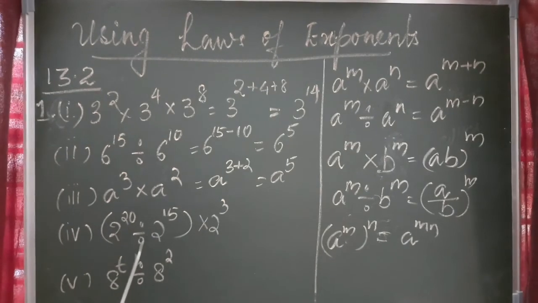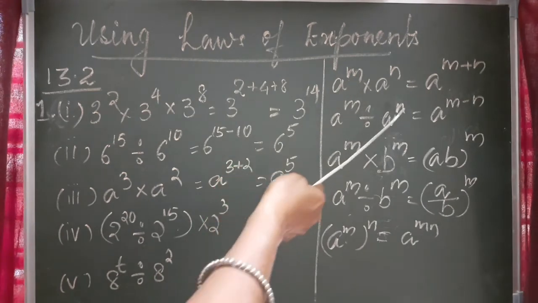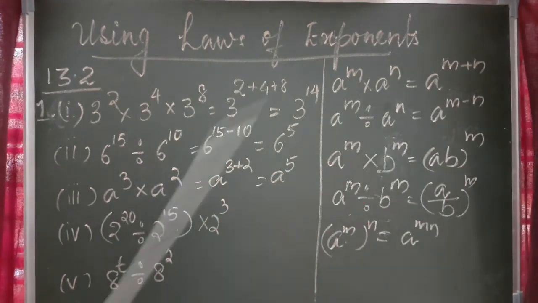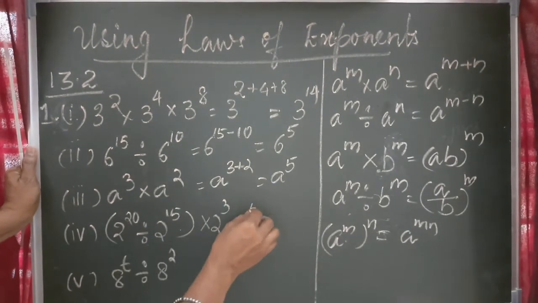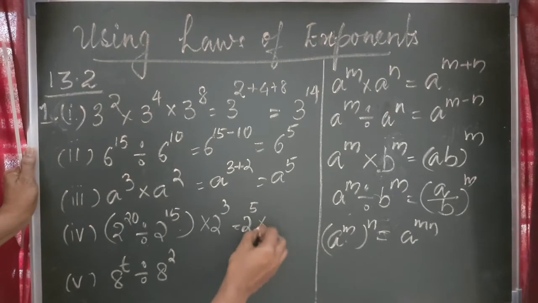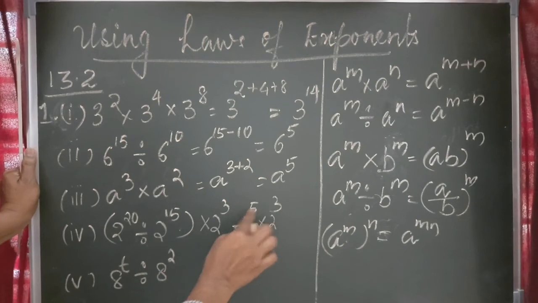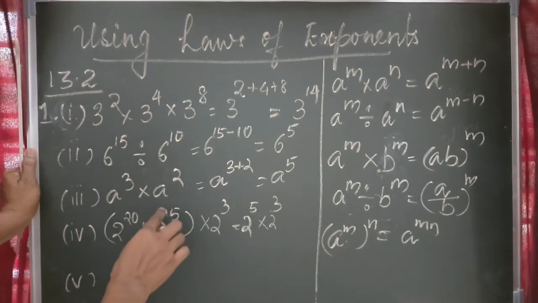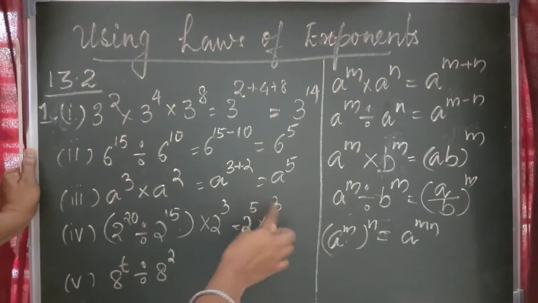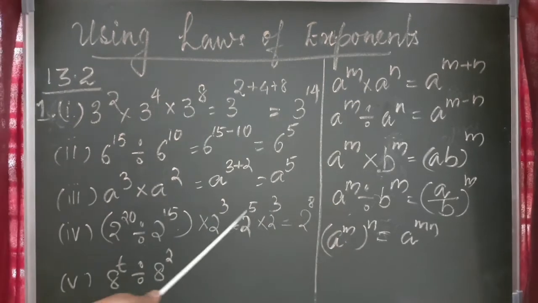2 raised to 20 divided by 2 raised to 15 means we have to subtract. So we get 2 raised to 20 minus 15, which is 2 raised to 5, into 2 raised to 3. One more term is there, so that we have to add, because here it is multiplication, and here it was division. So we subtracted the powers. When it is multiplication, we add the powers and we get 8, because 2 raised to 5 plus 3 is equal to 2 raised to 8.